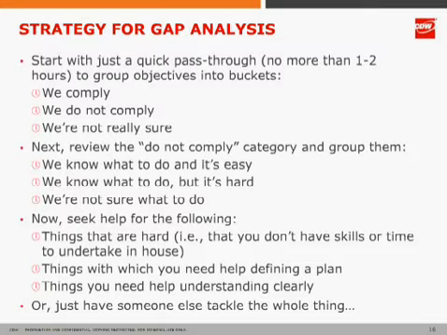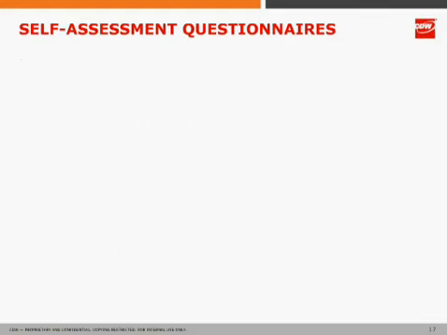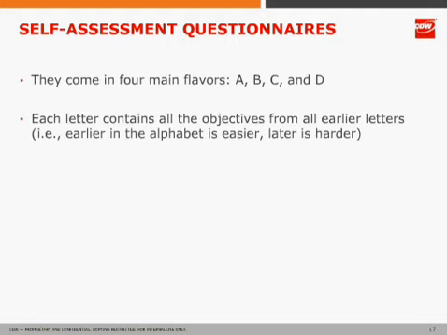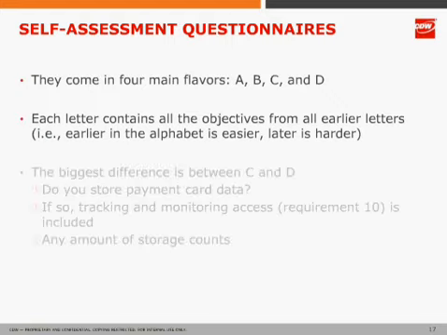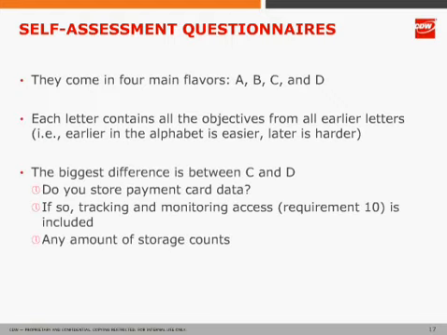All right, so next, self-assessment questionnaires. They come in 4 flavors, as I mentioned, A, B, C, D. Each letter contains everything from the previous letter, so they kind of escalate as they go along. So D contains C, C contains B, B contains A. So you would really like to be as early in the alphabet as you can, because early is easier, later is harder. And the big difference is between C and D, and that has to do with whether you store payment card data.